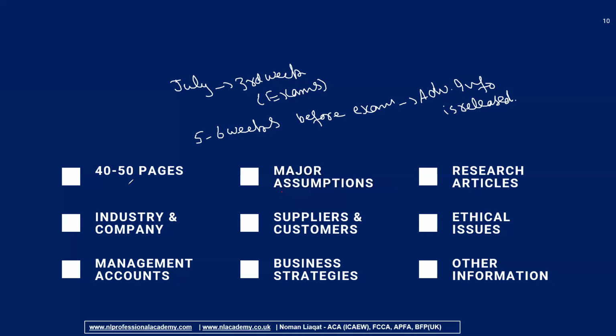We will be having an idea about our topic, about our industry, about our client, and how things are moving on. If we talk about some major components of advanced information, then first of all, it is a 40 to 50 pages document, approximately. There might be some variation as well, 38 pages or 51 pages, but normally it's a 40 to 50 page document. It talks about industry and company.